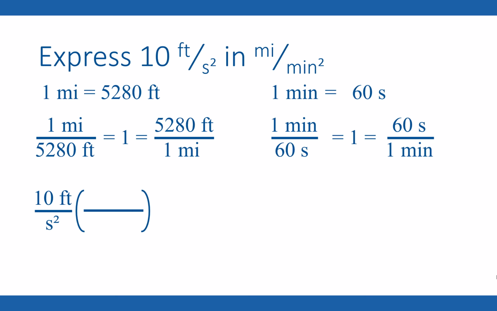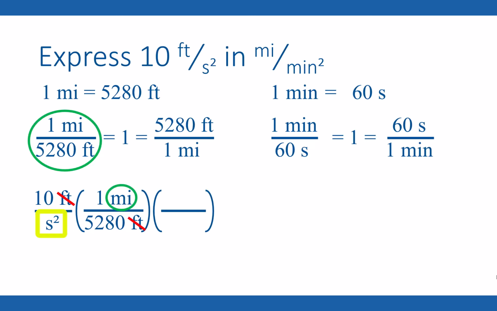The speed of 10 feet per second squared has feet in the numerator, so we use the conversion factor that has feet in the denominator. This conversion factor does not need an exponent. The feet cancel, leaving miles. Because the original quantity has seconds in the denominator, we need a conversion factor that has seconds in the numerator.